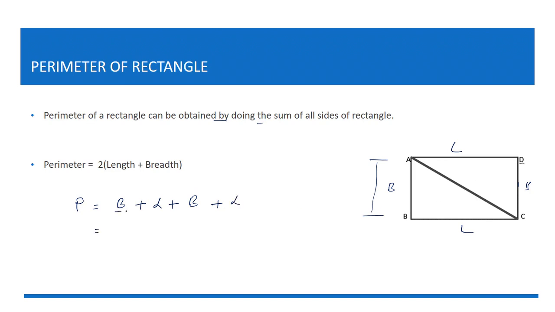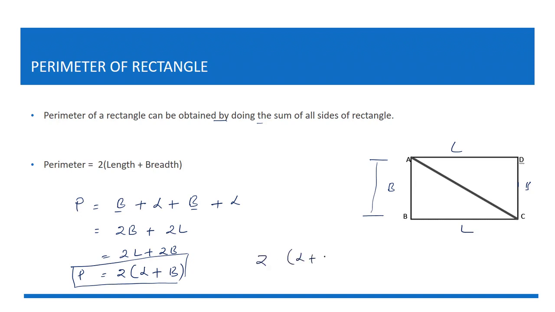Adding these up, we get 2B plus 2L, or we can write 2L plus 2B. Taking 2 common, we get 2 times the sum of length and breadth. The perimeter of a rectangle is twice the sum of length and breadth. These two or three formulas are what you need to remember to solve these problems.